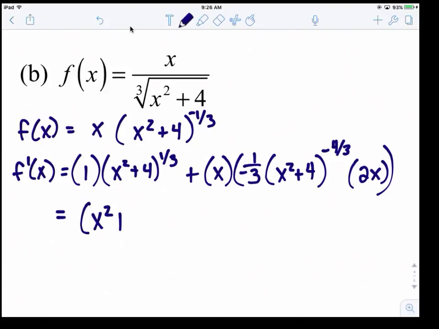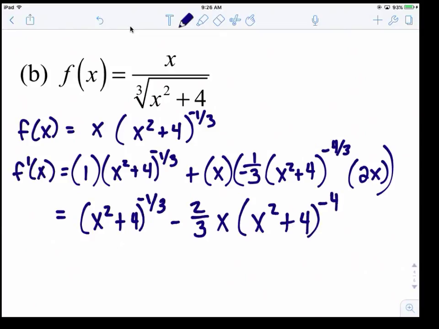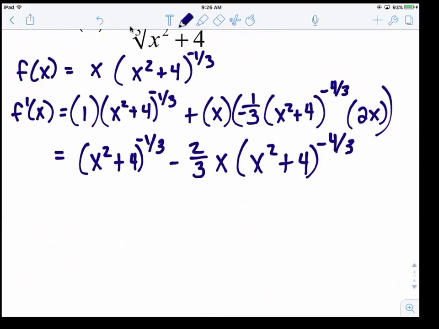Alright, so you got x squared plus 4 to the negative 1/3, sorry. Now you have 1 times negative 1/3 times 2. That's going to be what? Negative 2/3 x times x squared plus 4 to the negative 4/3. Okay, so what can I factor out? To the what? Negative 4/3. Yeah.